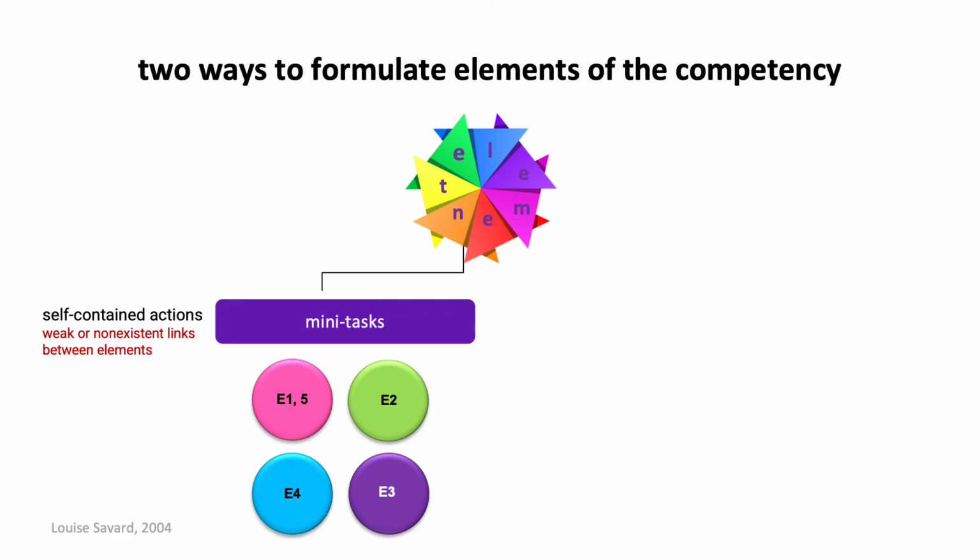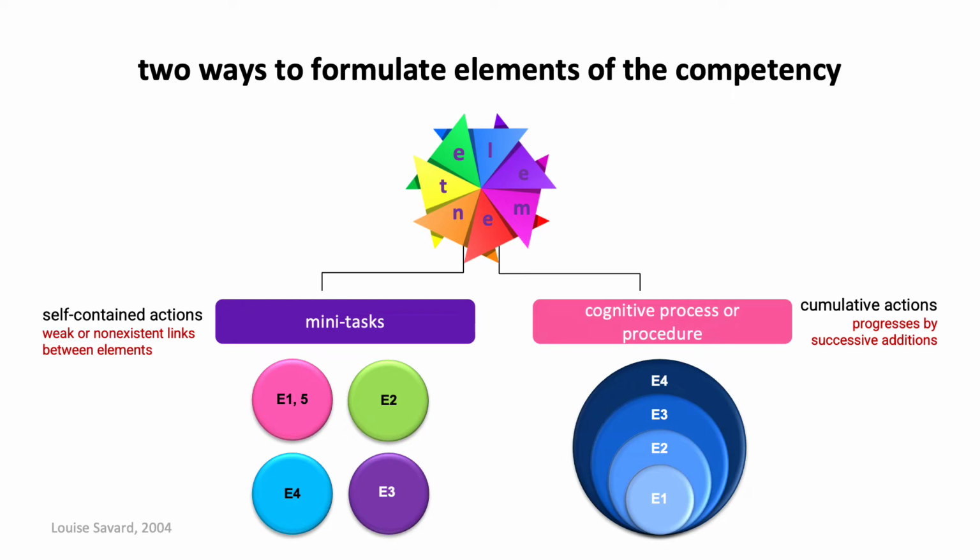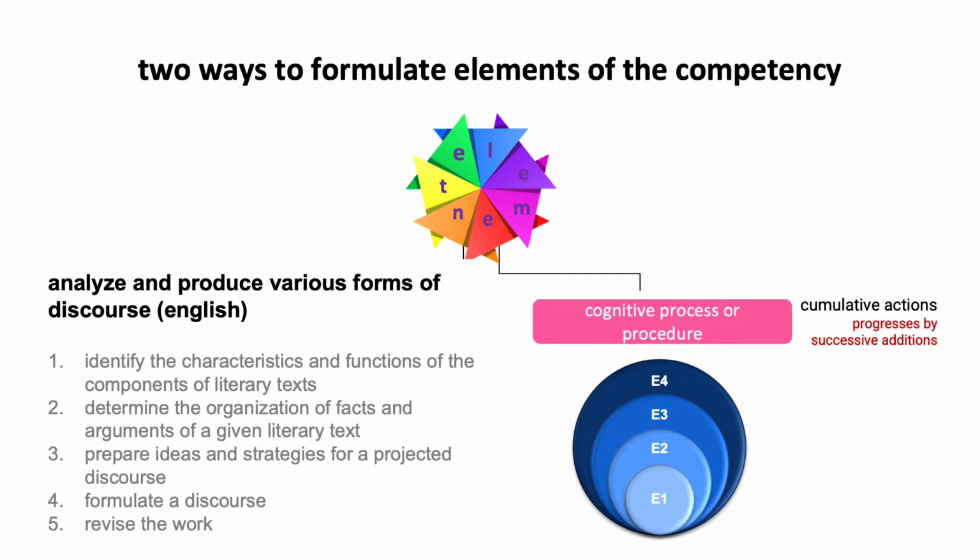The competencies your course develops are most likely formulated the second way, where the elements of the competency refer to a sequence of actions representing a cumulative cognitive process or procedure. For example, this English competency, analyze and produce various forms of discourse, reflects the cognitive process the student goes through when exercising the competency. Each element builds on the previous. In this case, the resulting outcome is some sort of written work.